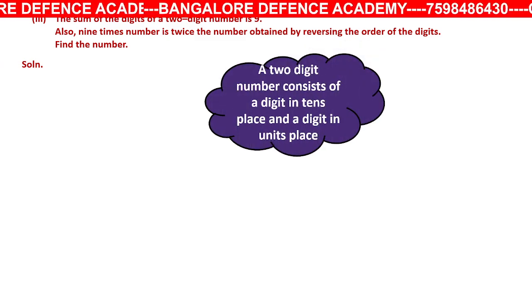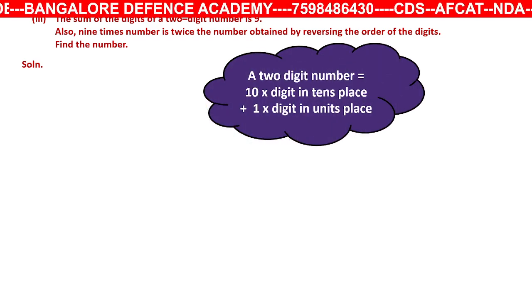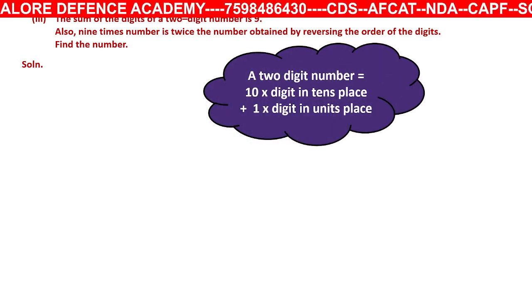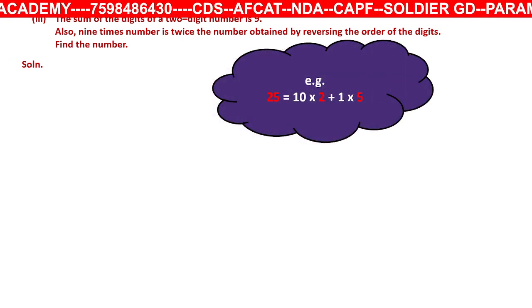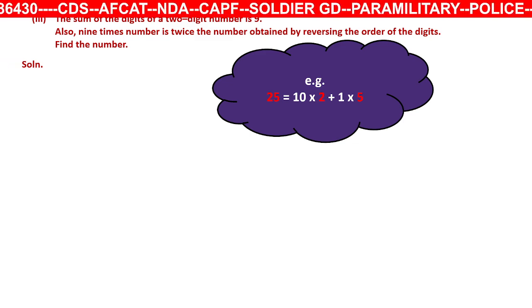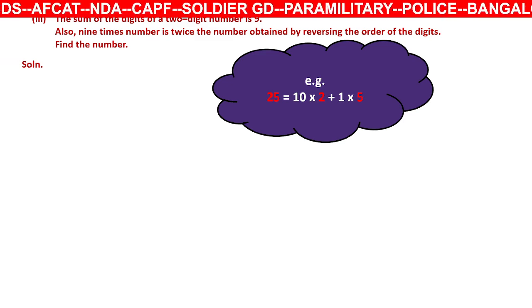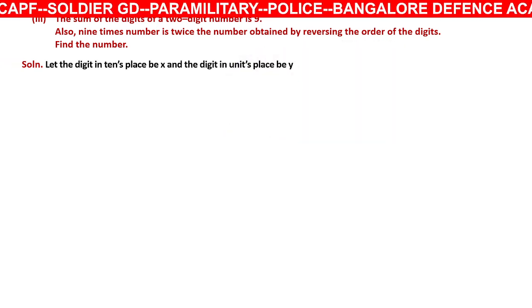A 2-digit number consists of a digit in the tens place and a digit in the units place. So a 2-digit number can be written as 10 into the digit in the tens place plus 1 into the digit in the units place. For example, 25 can be written as 10 into 2 plus 1 into 5. So 10 into 2 gives me 20 and 1 into 5 gives me 5. That is 20 plus 5 is equal to 25.